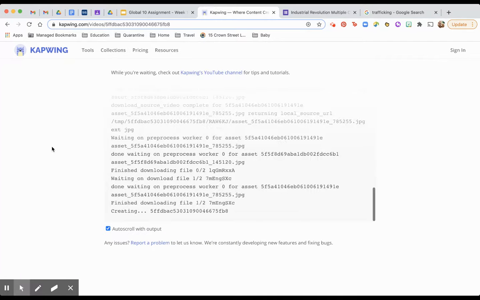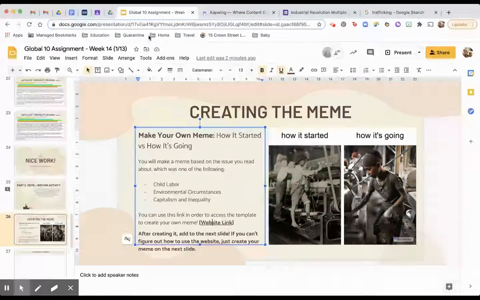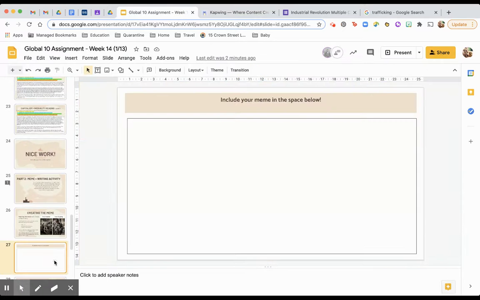Give it a little bit of time. If you don't know how to export, or the export doesn't work, you can take a screenshot of it, whatever else. I'm going to go back to that in a second. But then you're going to add your meme to this page.